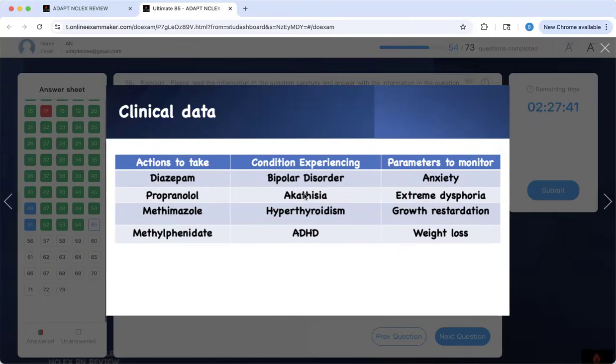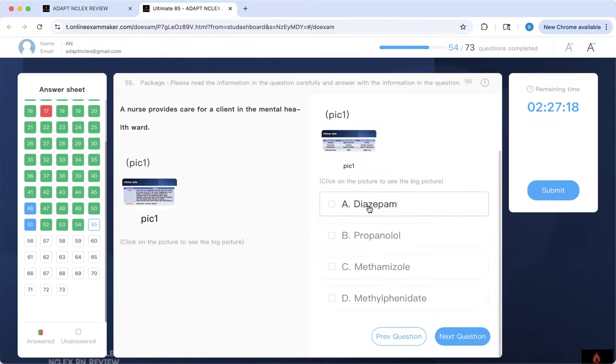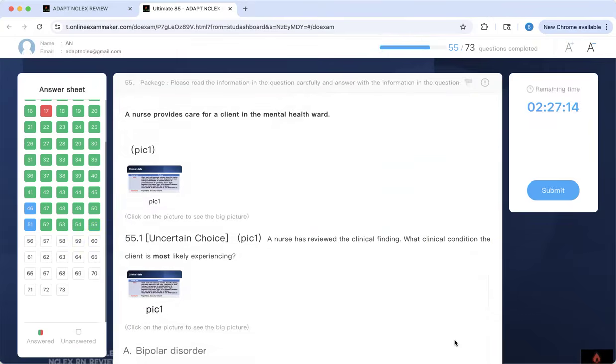Straightforward. If you pick akathisia, diazepam, and propranolol, anxiety and restlessness with dysphoria is what you're going to worry about. Growth retardation is associated with ADHD. Weight loss is associated with ADHD. And then hyperthyroidism is associated with weight loss. Therefore, this one, we give them that, and anxiety and euphoria.